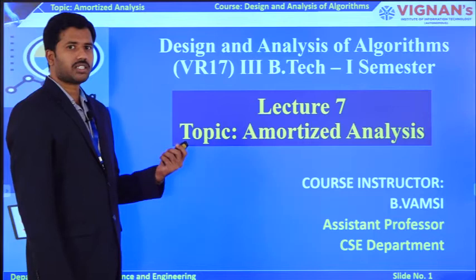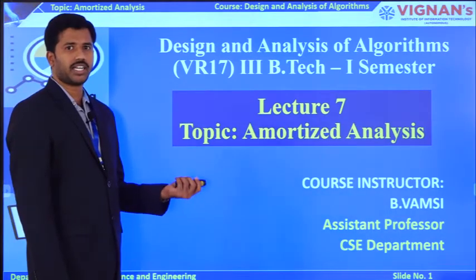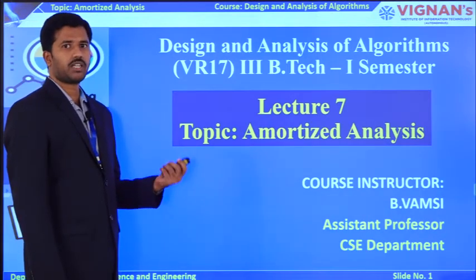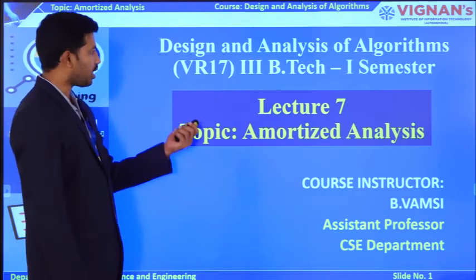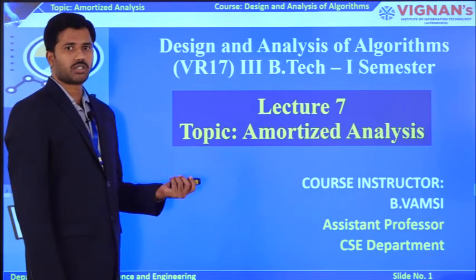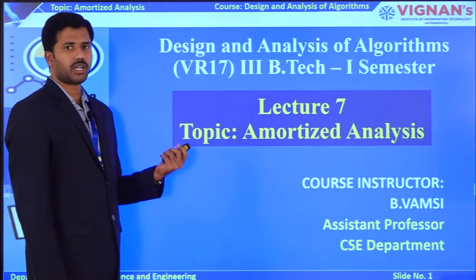In the last lecture, number 6, we discussed asymptotic notations in terms of big O, omega, and theta, nothing but in terms of worst cases, average cases and best cases. In the current lecture, we are going to discuss amortized analysis, which is very important under unit 1 concepts.